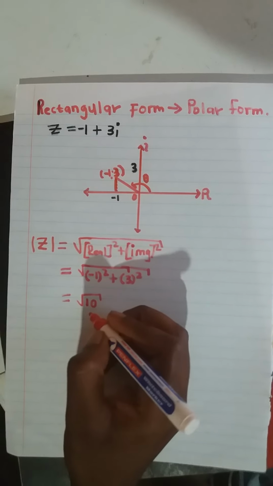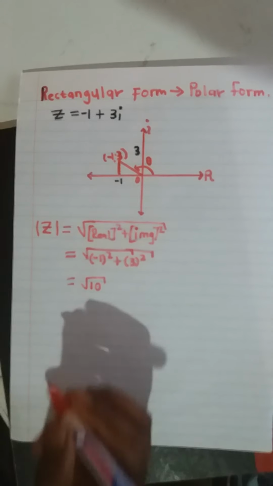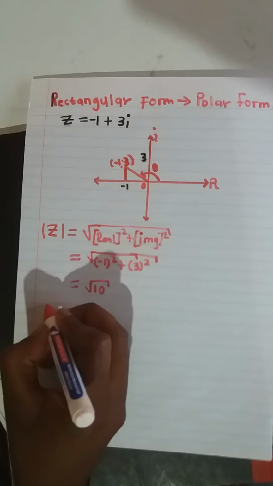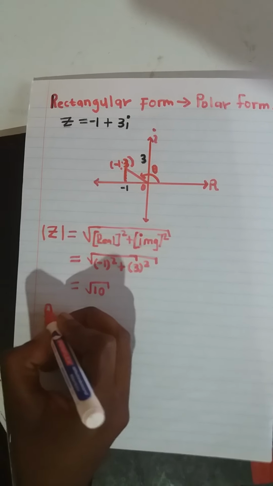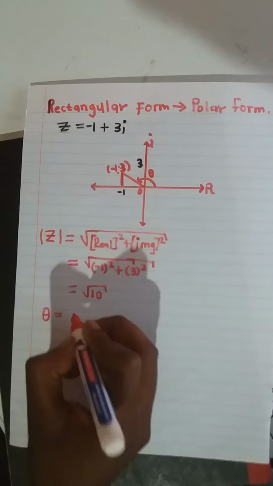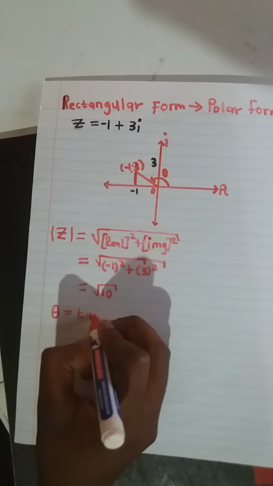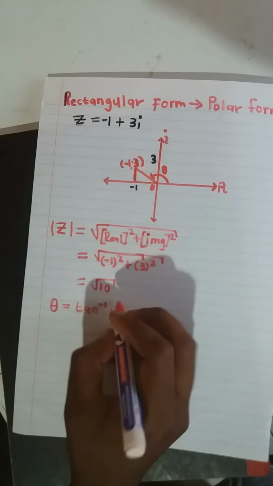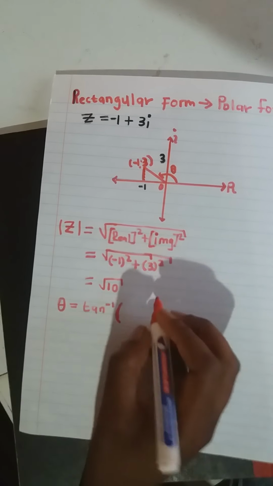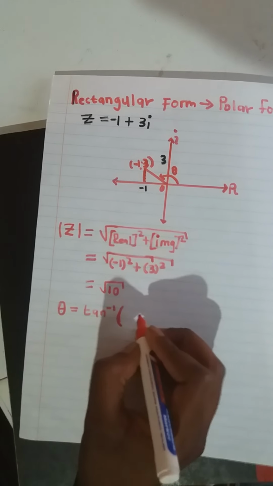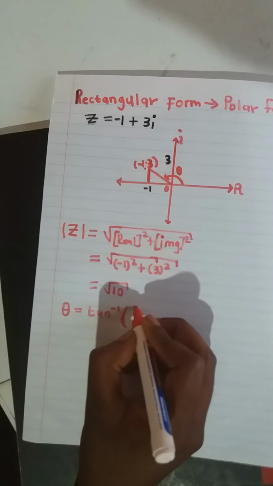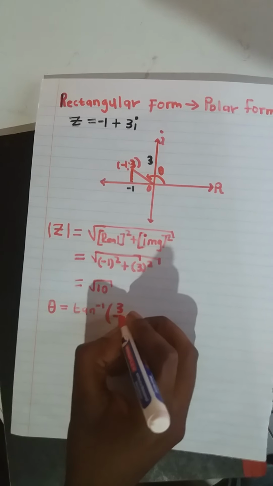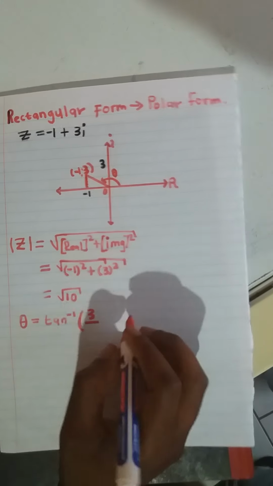Okay, and then we are now going to find the argument or the angle, which can be expressed in this form: tan inverse or inverse of tan, then the opposite, which is 3, then our adjacent, which is 1.